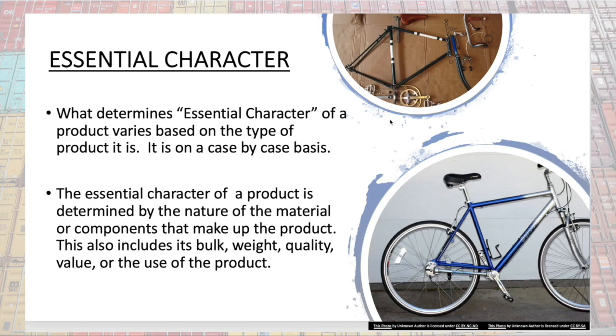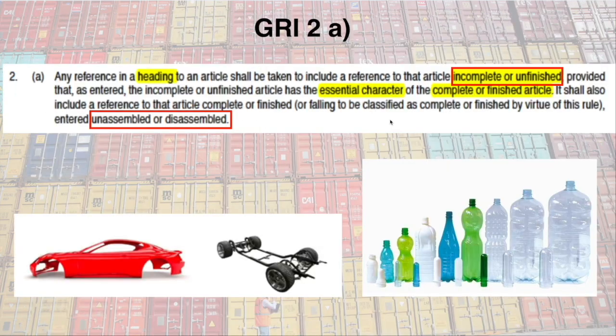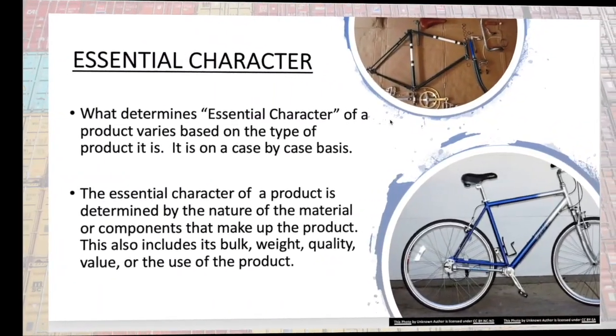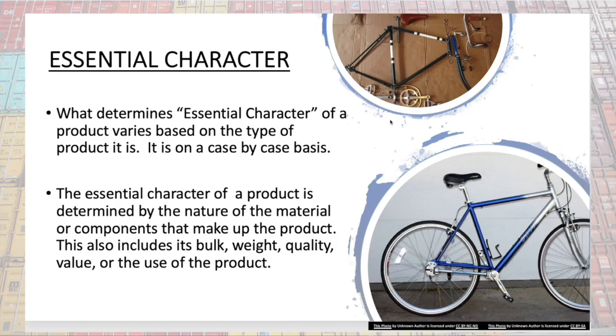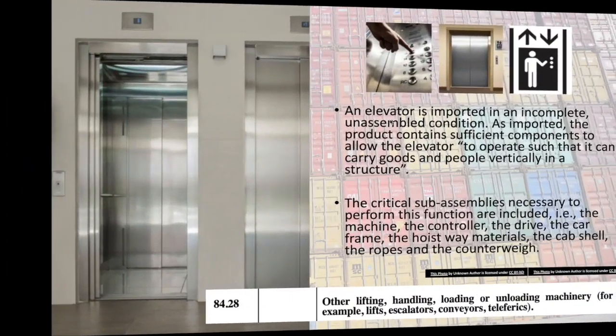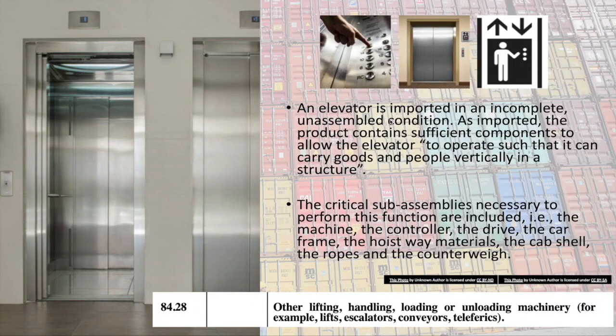What determines the essential character of a product varies, as we already said, based on the type of product it is. It is a case by case problem, as we already said. Let's see a couple of examples.